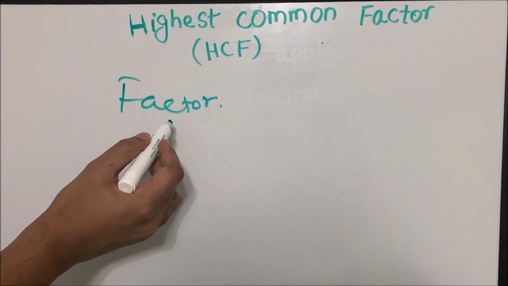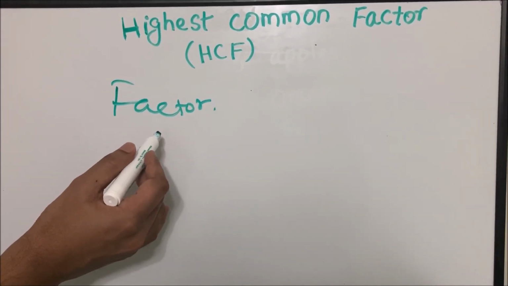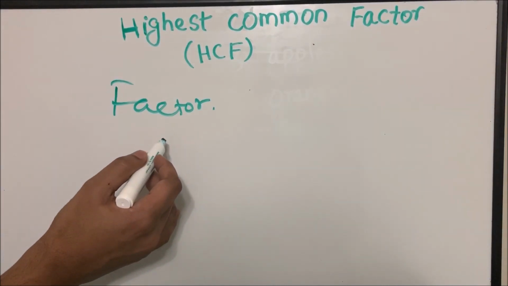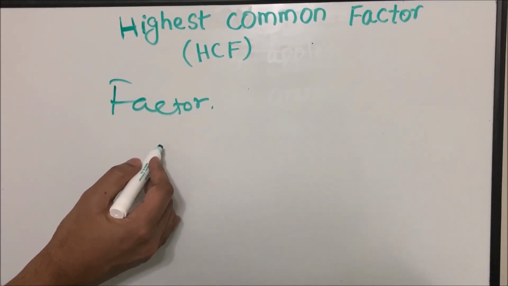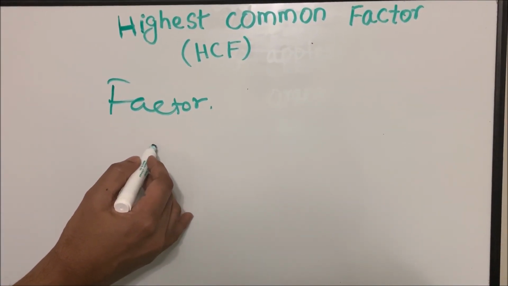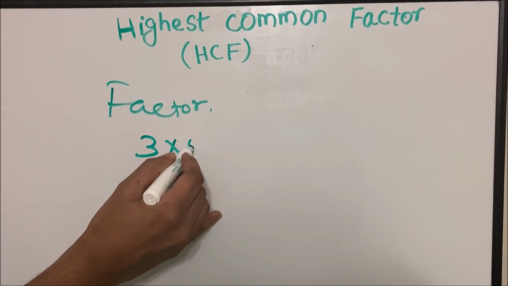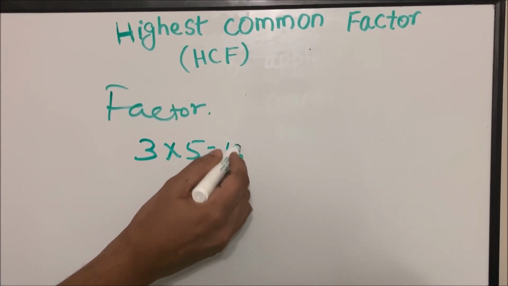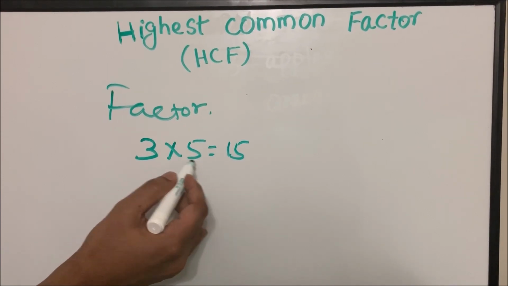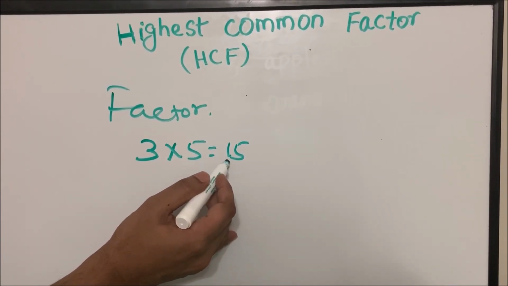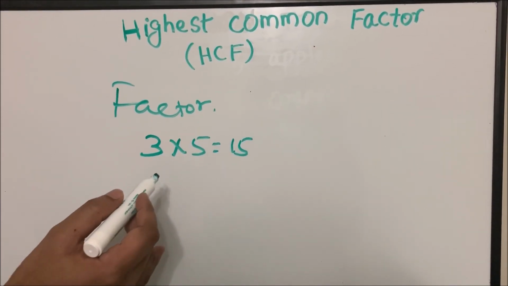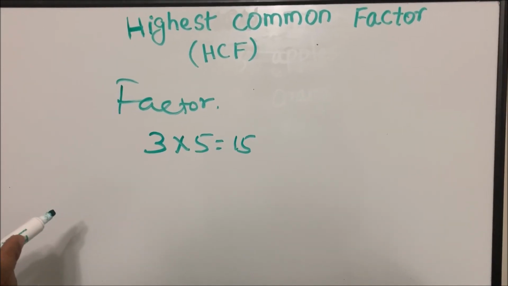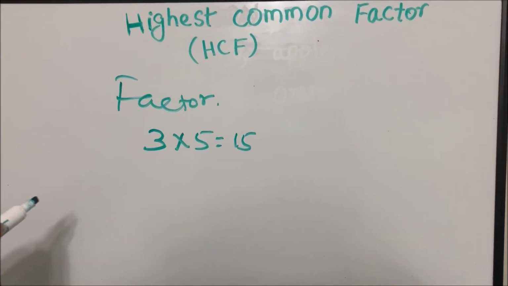Factors are the numbers you multiply together to get another number. For example, if we multiply two numbers 3 and 5, we get 15. So 3 and 5 are the factors of 15. Now we will see some important points we should remember while doing factors.